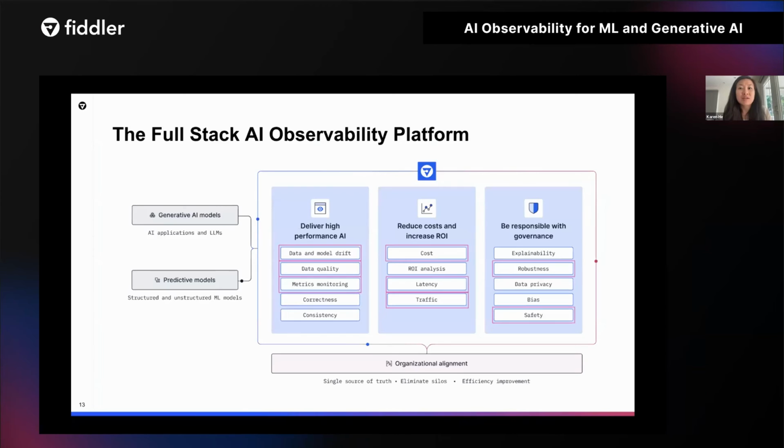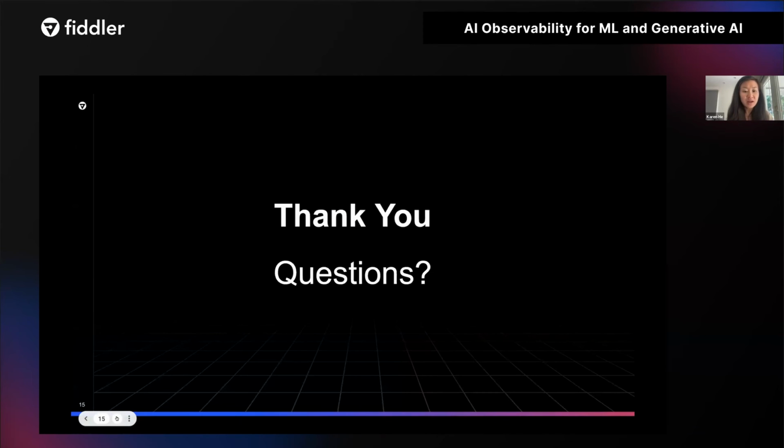I just wanted to reshare what we just walked through. What Amal, Bashir, and myself walked through is the Fiddler full stack AI observability platform, and we showed in our demos the highlighted capabilities in pink and how we address them in regards to predictive models and generative AI models. So with that, I'd like to open up the Q&A and let's check what questions we have.